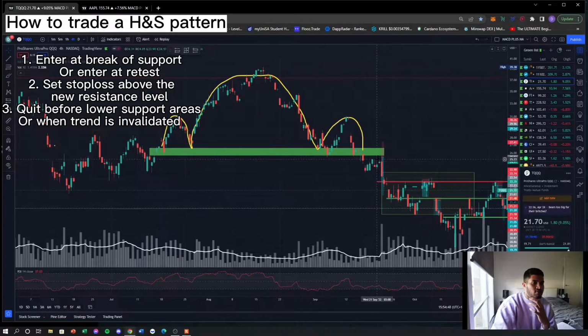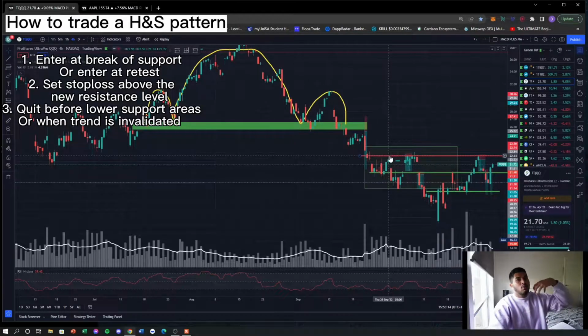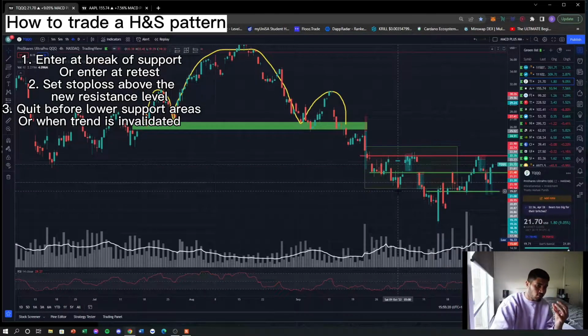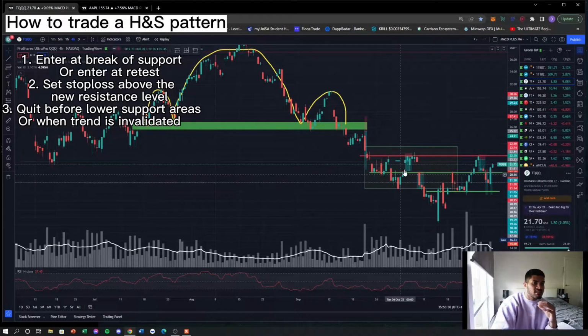Okay, so we entered over here on that second time right here. It made a lower low right around this range, which is good. It pushed back up, made a lower high, which is still good. Pushed back down, made a lower low, which is good. And here we can see that it made a higher high, which is bad. So we can see that right over around this range it has invalidated our trend.